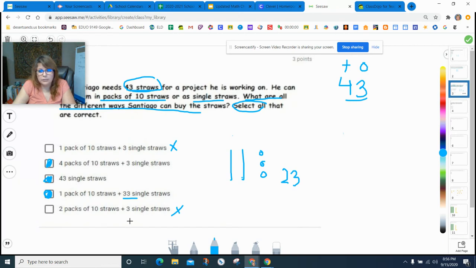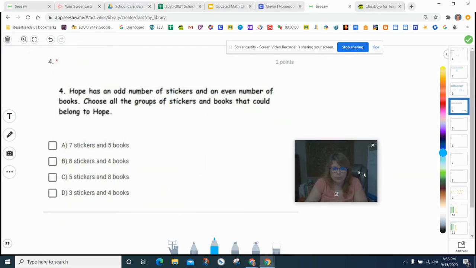So my answer was these 3. Now, it's going to be different on the test, so don't get fooled. You have to read all the questions carefully. Let's look at the next question.